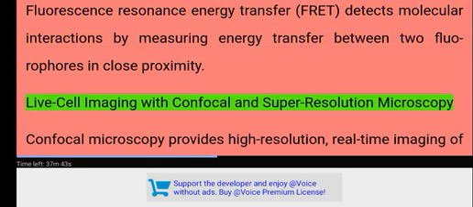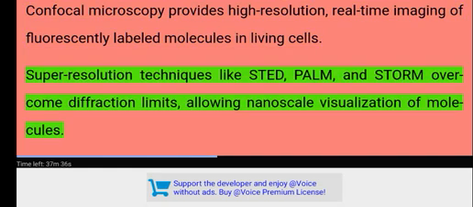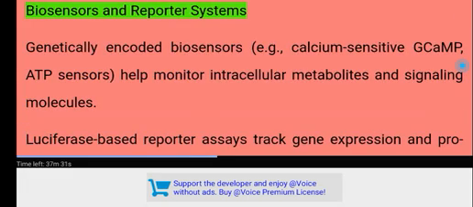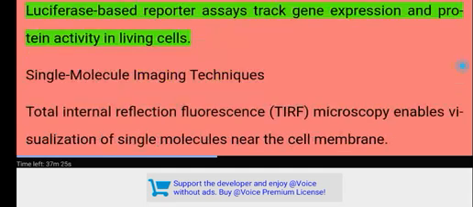Live cell imaging with confocal and super-resolution microscopy. Confocal microscopy provides high-resolution, real-time imaging of fluorescently labeled molecules in living cells. Super-resolution techniques like STED, PALM, and STORM overcome diffraction limits, allowing nanoscale visualization of molecules. Biosensors and reporter systems: genetically encoded biosensors, e.g., calcium-sensitive GCaMP and ATP sensors, help monitor intracellular metabolites and signaling molecules.